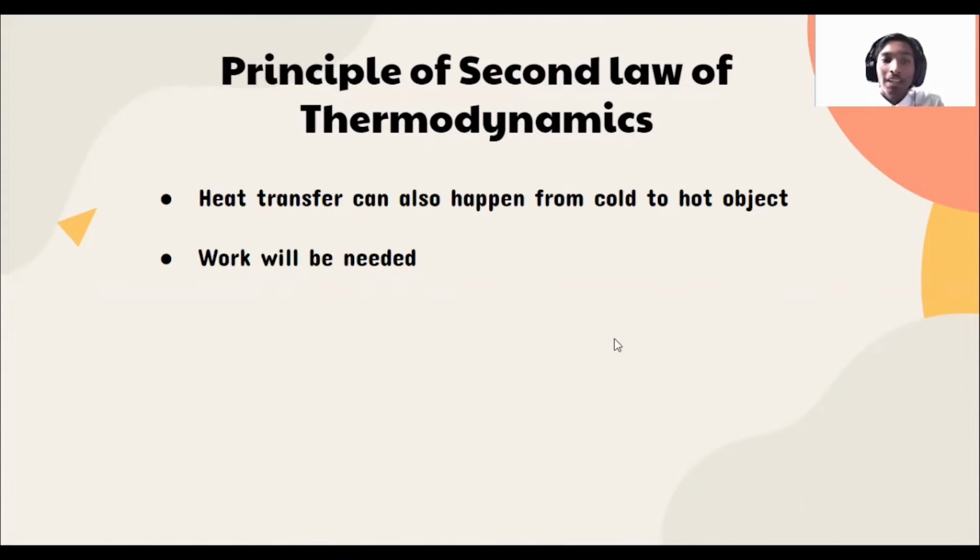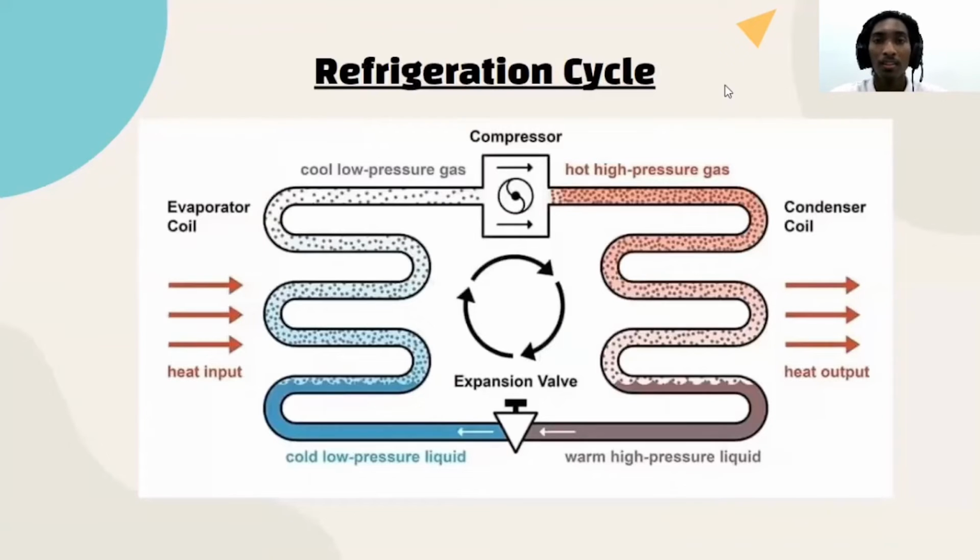In order to transfer the heat energy from a cold to a hot object, area, or reservoir, work will be needed. And the work will be done by a part of the system using the energy that is supplied to the whole system. So the refrigeration cycle starts at the expansion valve. The refrigerant will be flowing with high velocity, but the flow will be disrupted at the expansion valve, in which the pressure, the velocity, and the boiling point of the refrigerant will be reduced.